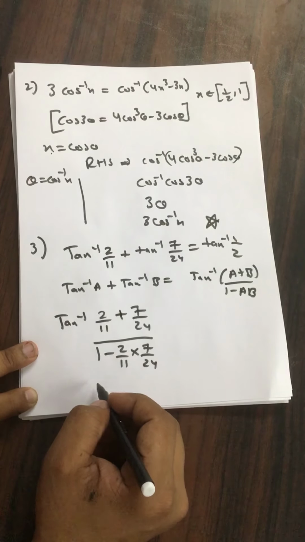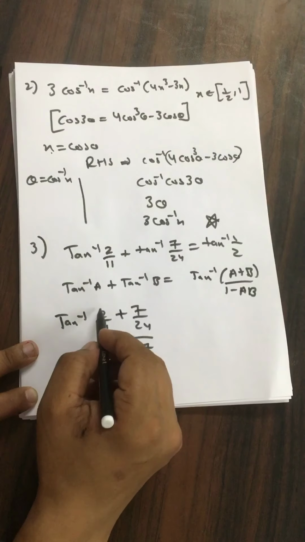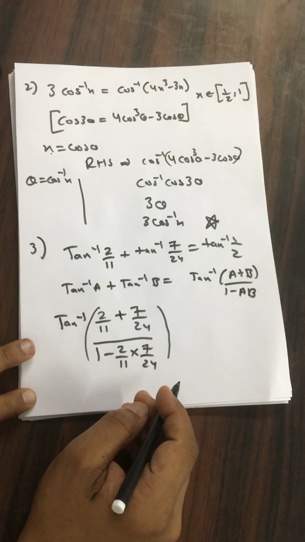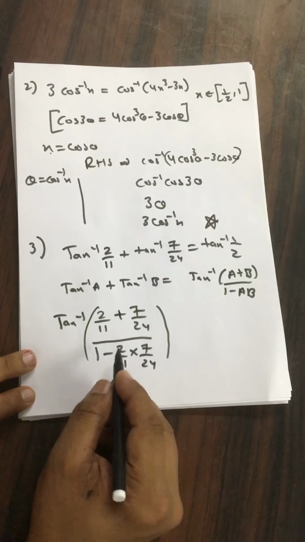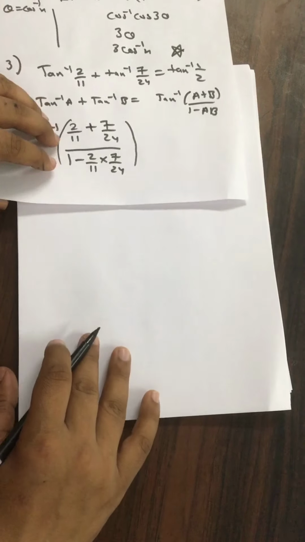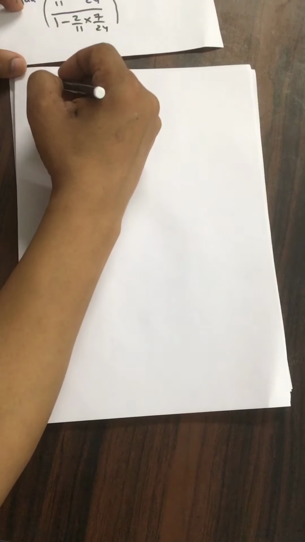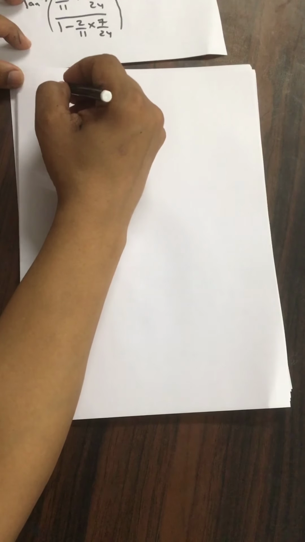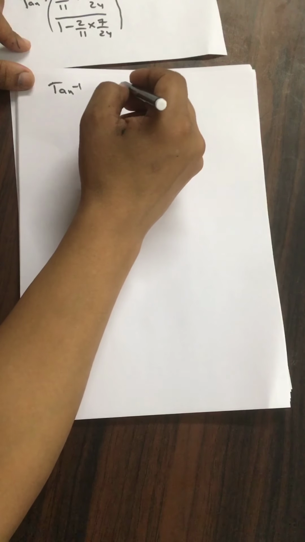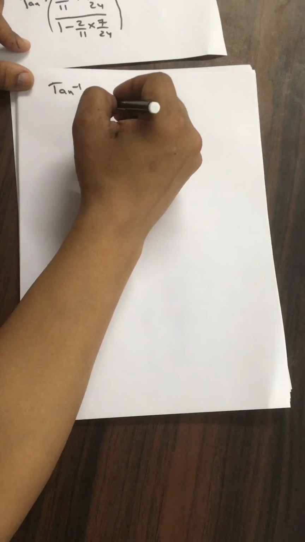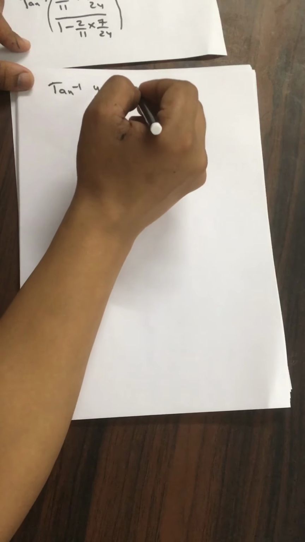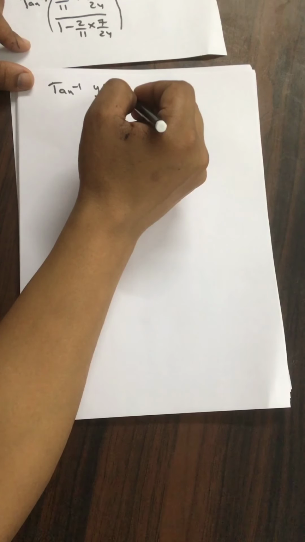Solve it. It's simple, taking LCM only. So I don't have space over here, so let's move on to the next page. You can continue, I'll rewrite this step. Just a minute. Tan inverse, this will become 24 into 11 is 264, and 24 into 2 is 48, plus 77.